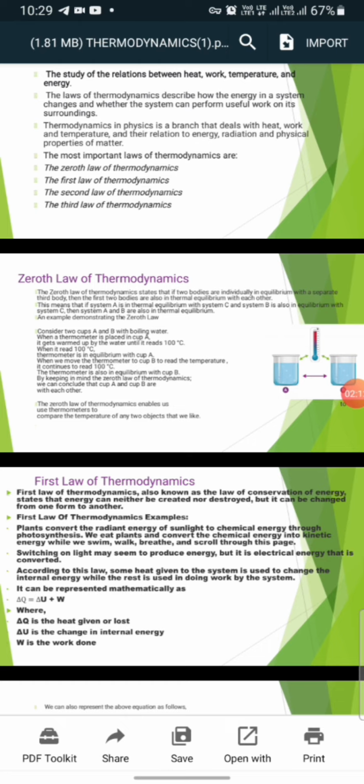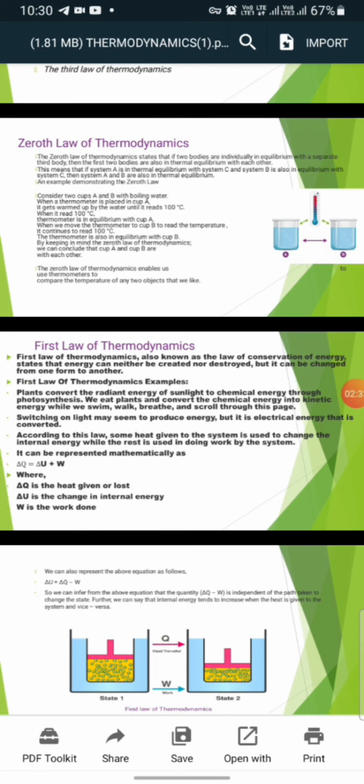According to this law, some heat given to the system is used to change the internal energy while the rest is used in doing work by the system. It can be represented mathematically as del Q equal to del U plus W, where del Q is the heat given or lost, del U is the change in internal energy, and W is the work done. We can also represent the above equation as follows: del U equal to del Q minus W. The given diagram represents the first law of thermodynamics. Here in state 1, the water molecules are compressed. When the water molecules are compressed, the heat and work are released to state 2.